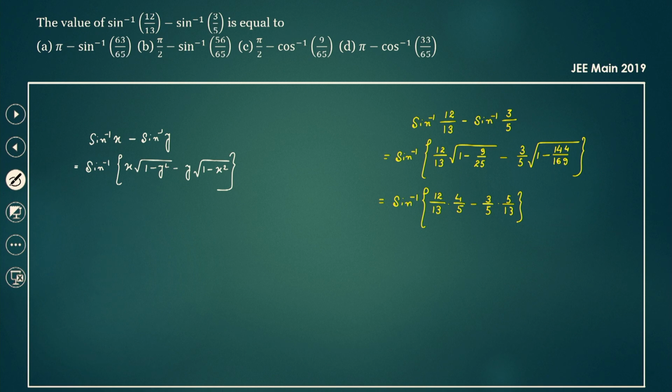That's it. Let's go ahead and calculate a little bit more. So we can say that we'll have sine inverse of 48 minus 15 divided by 65. That implies that we'll get sine inverse of 33 divided by 65. That's it. So that's the final answer.